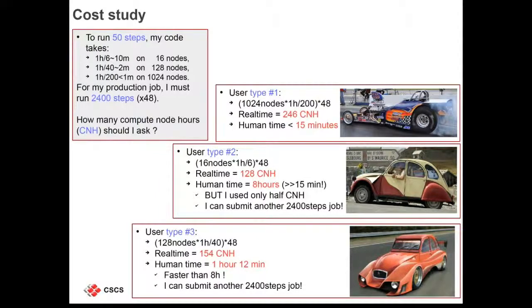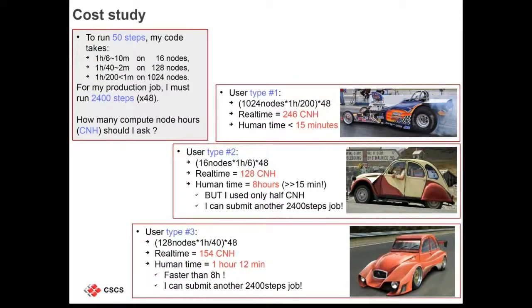And actually, if you submit another job in parallel, let's say that your jobs are not dependent, you could run exactly twice as many steps as user number one for more or less the same amount of compute node hours, because 128 plus 128 is more or less 250, and here you have 246.